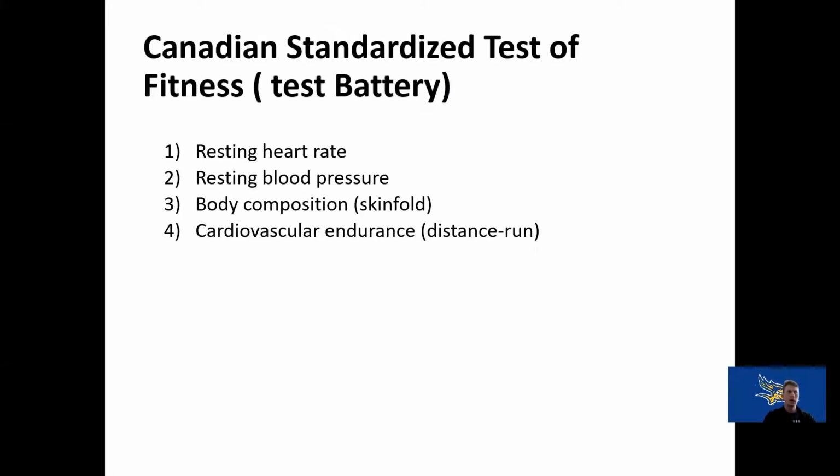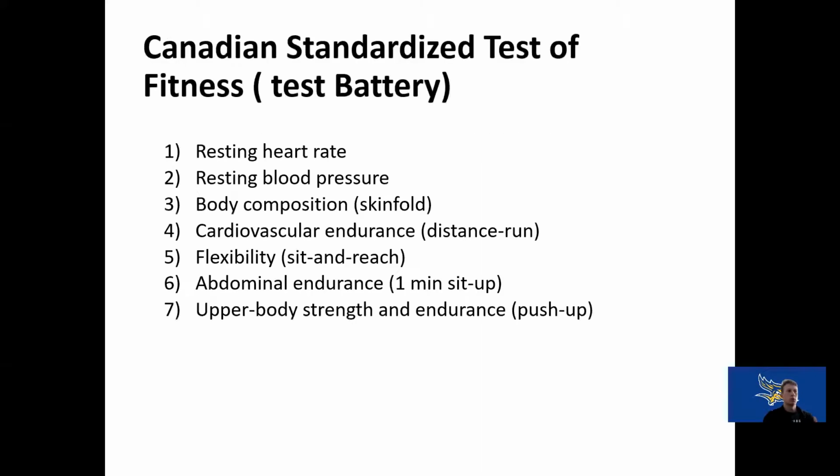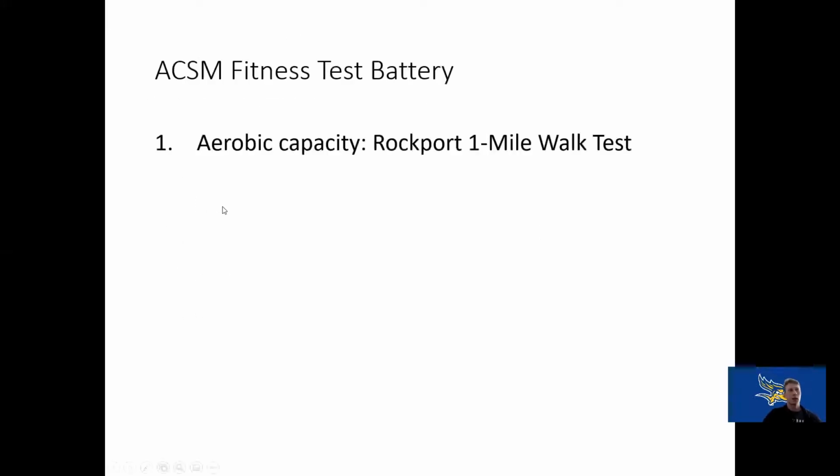And we also have the Canadian fitness battery. This one includes abdominal endurance, upper body endurance, flexibility, cardiovascular endurance through a distance run, body composition, resting blood pressure, and resting heart rate. So instead of using height and weight to assess BMI, and use that as a body composition measure, the Canadian fitness test battery uses skin fold measurements to actually assess body fat percentage rather than just looking at body size. Okay.